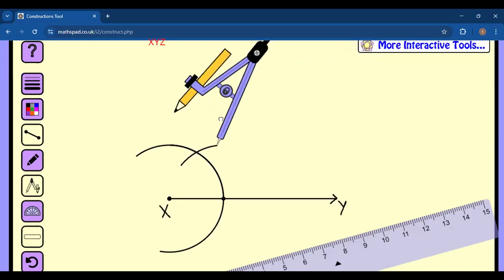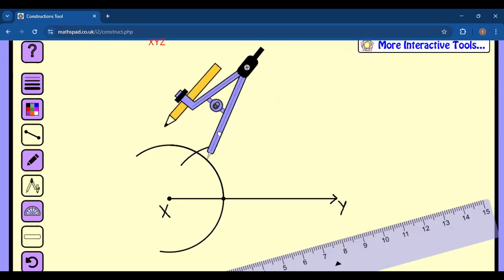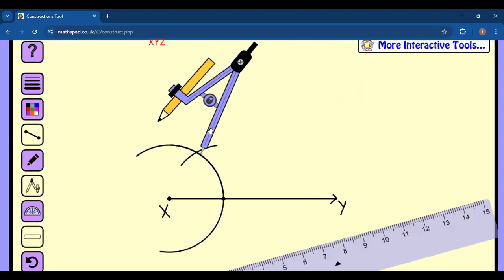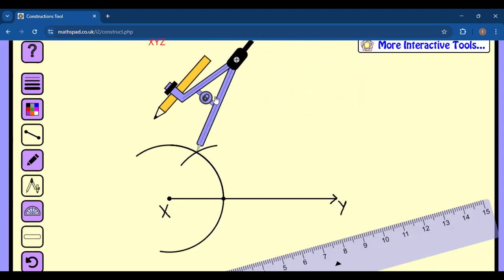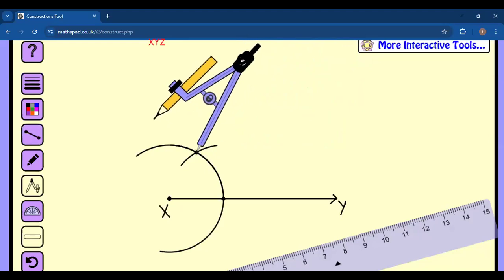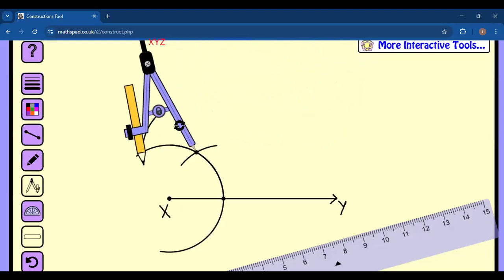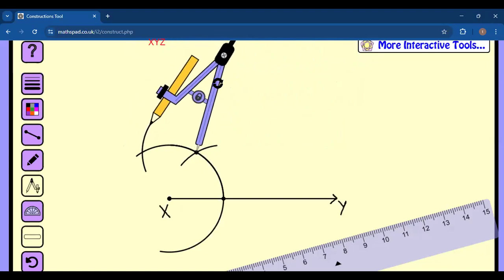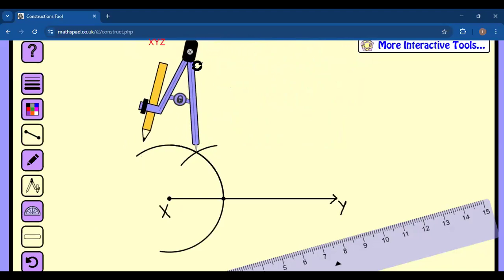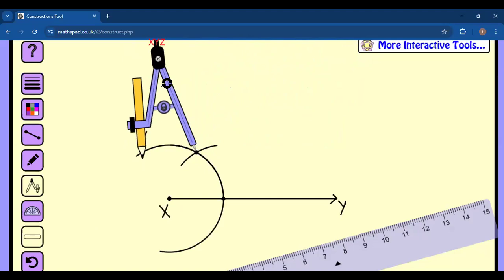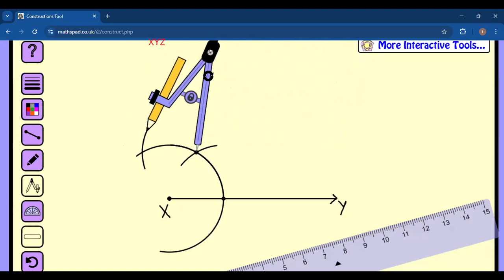How am I going to draw another arc? I'm going to put my point right here, right in the middle, and then draw an arc. Very good. Let me move it. It's too big. I'm going to draw an arc, something like this, and like that. I did not change the width of my compass. The width of my compass remains the same.